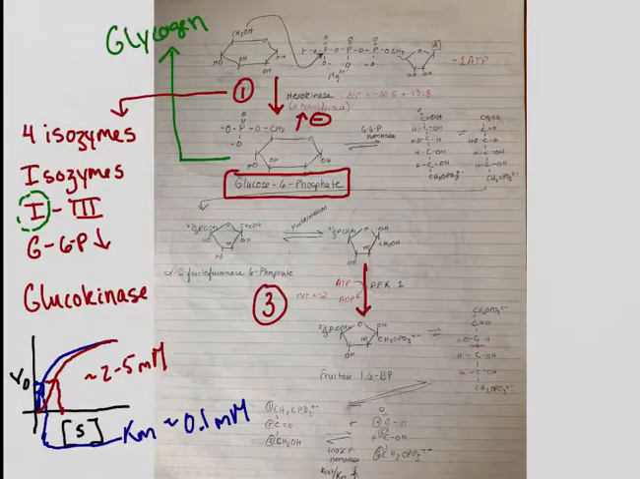Excellent. Let's take a look at PFK1. The regulation of PFK1 is absolutely epic. So PFK1 is allosterically regulated by ATP. We would see that as being likely. We know that the final eventual product of glycolysis, of the Embden-Meyerhof pathway, is ATP.